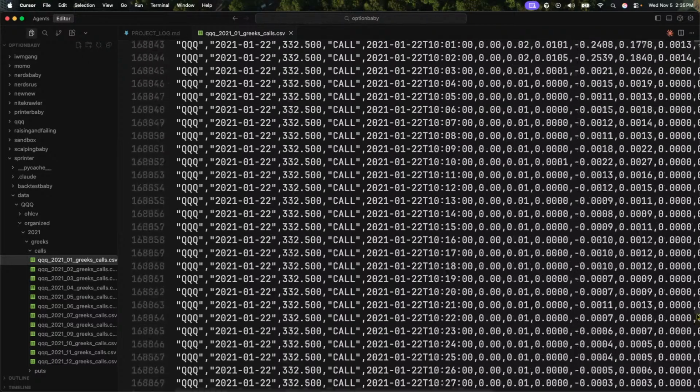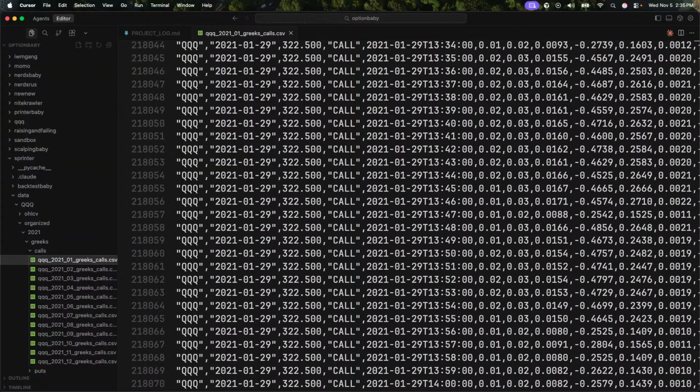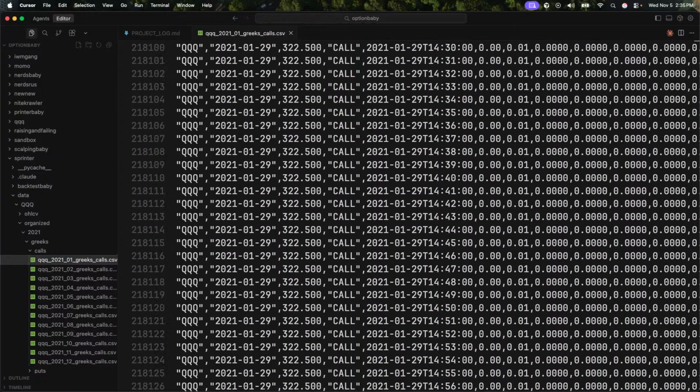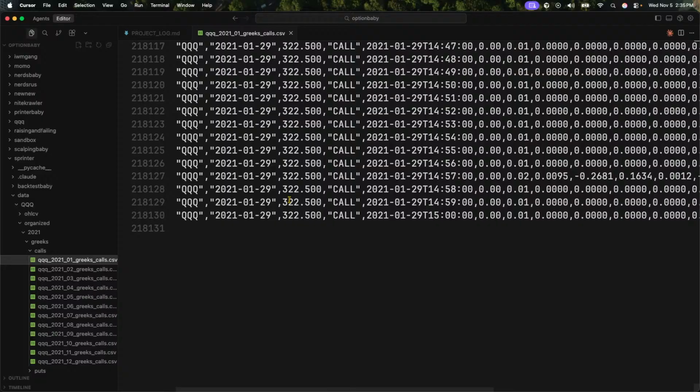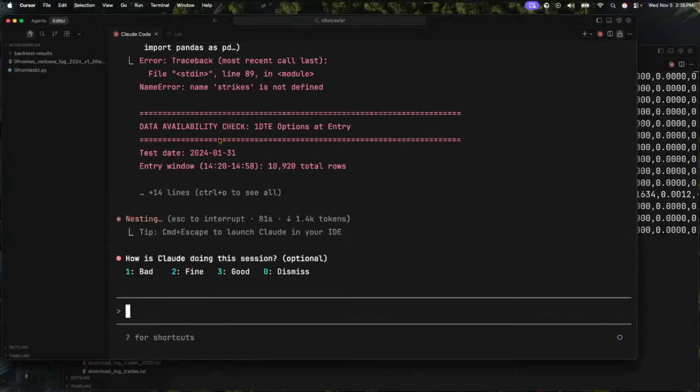Okay, hold on. Let me make sure I go to the bottom. January has 218,130 data points. This is just for calls, right? And then I have another one for puts. This is just for Greeks. So I understand why it's taking that long. I can understand why it could take that long.